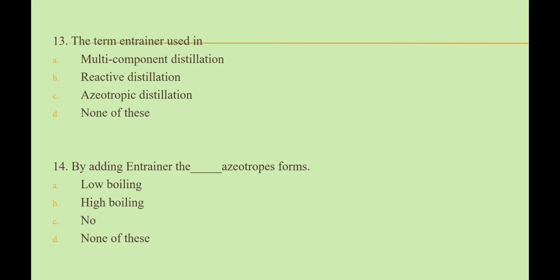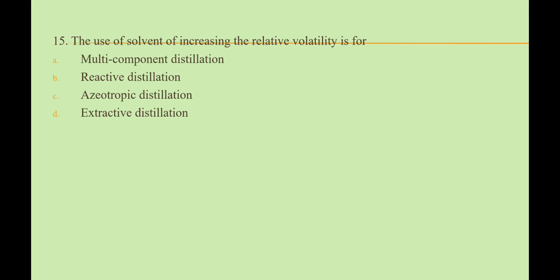Next question is, the term entrainer used in option A multi-component distillation, option B reactive distillation, option C azeotropic distillation, option D none of this. So the correct answer is option C, that is azeotropic distillation. Next question is, by adding entrainer the dash azeotrope forms. Option A low boiling, option B high boiling, option C no, D none of this. So the correct answer is A, that is low boiling.